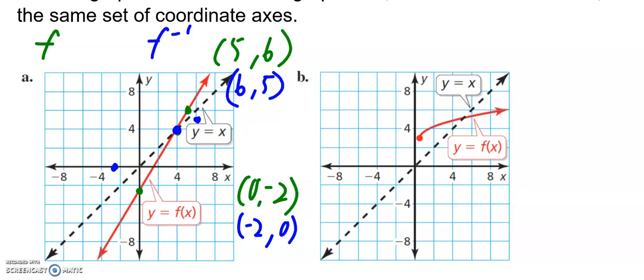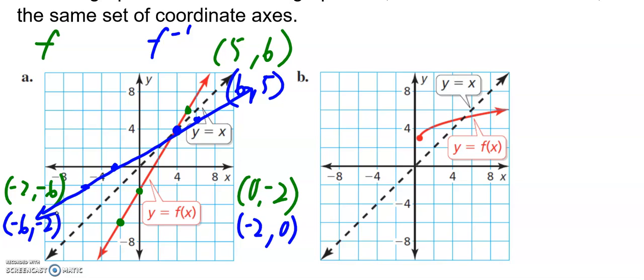And then let's pick one more. So let's look at this point here, and that looks as if it's at -2, -6. And so then I know on the inverse, there should be -6, -2. So -6, -2. And now I'm going to connect these. And that should be what the inverse looks like, relatively. It's not perfect, but it gives me a general idea.